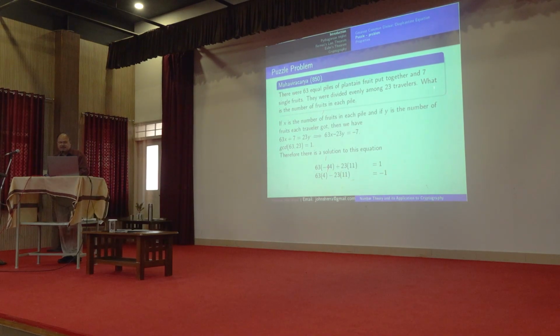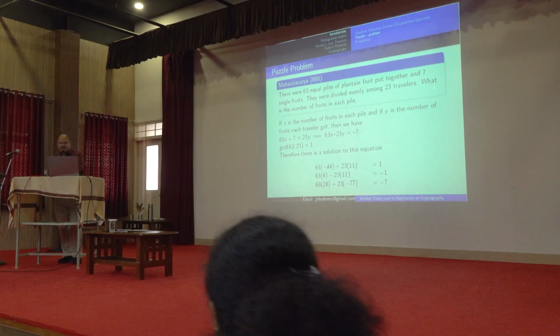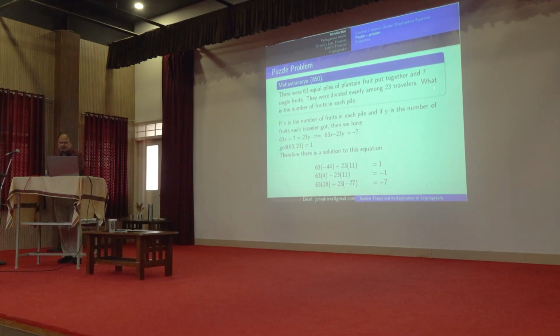So, it becomes 63 into plus 4 minus 23 into 11 and right hand side is minus 1. Alright. Look at the upper equation that we started with. It was 63x minus 23y equal to minus 7. So, multiply the whole equation by 7 now. And you are getting this equation where that 63 into 28, that 28 is x naught and that minus 77 is y naught. So that x naught, y naught is one of the solutions, all right?